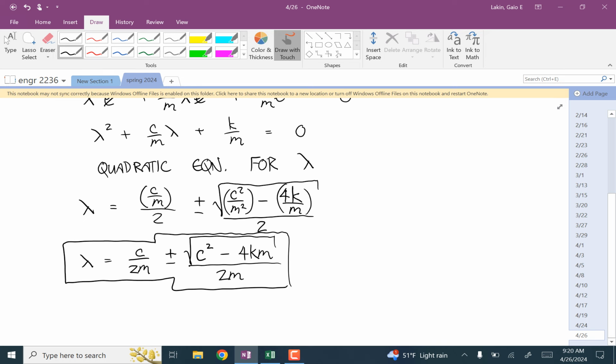But things get more complicated, and where the sort of cool mathematical thing comes in is when 4km is greater than c squared. Okay, then that square root becomes imaginary. I mean, it's a negative square root, so we have an imaginary term. And that's when we'll see the relationship between imaginary exponentials and trigonometric functions.